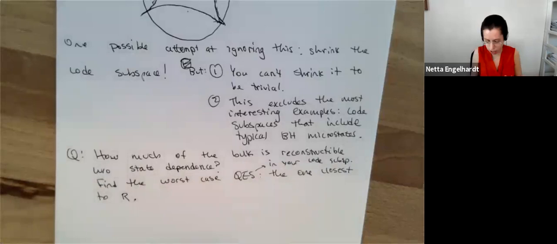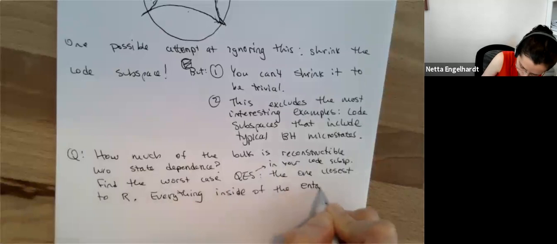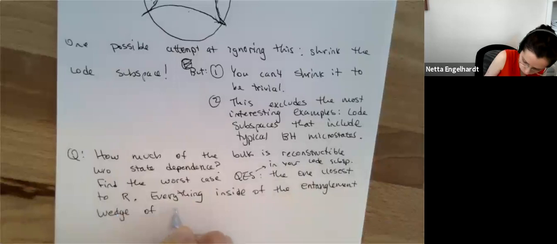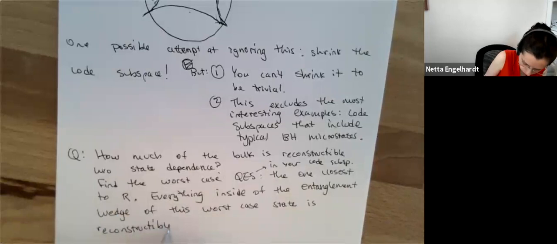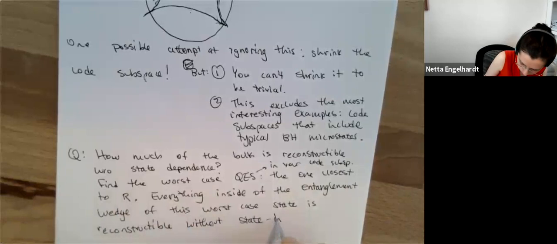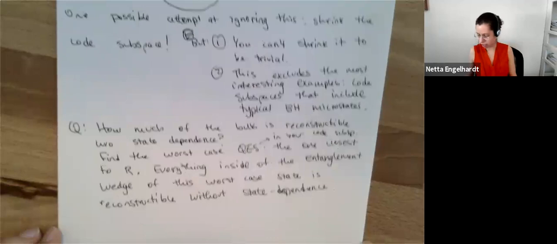And then you say, okay, everything inside of the entanglement wedge of this worst case state is reconstructible without state dependence. Okay, so this is what we can do. Now, at this point, I should really be putting down a new section header, which will give away the answers to what this state is.